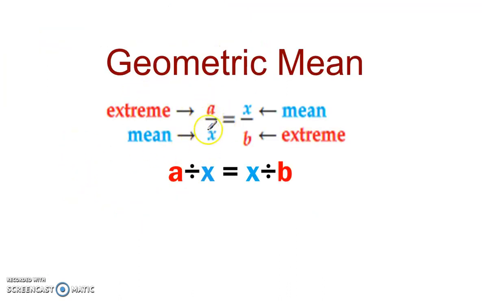Next concept, the geometric mean. We just looked at a couple of ratios, and in setting up this ratio, if we're dividing by the same thing here, and then I have that same number on top there, that is the mean. That's the mean, and these other two are called the extremes. Now, I could also set it up to look like this: a divided by x and x divided by b.